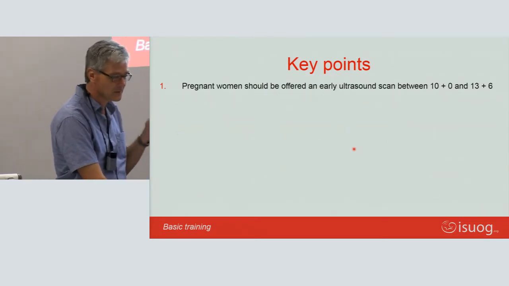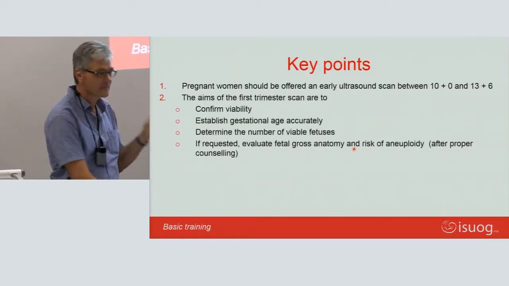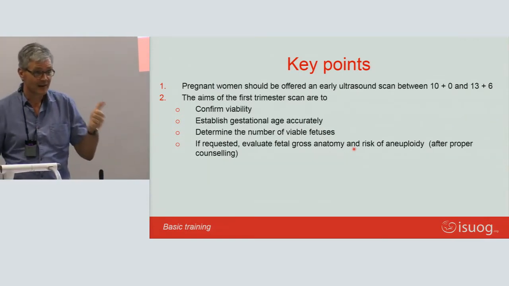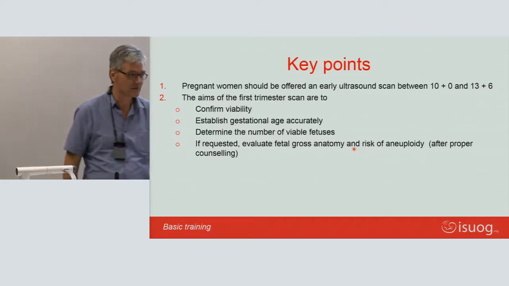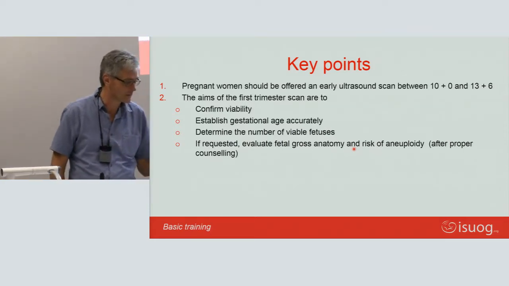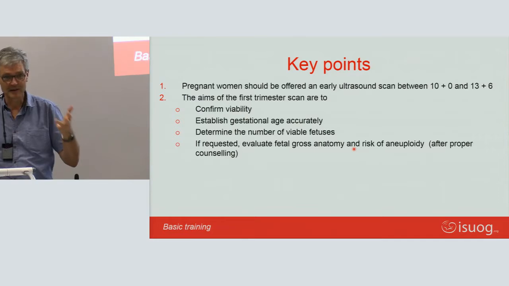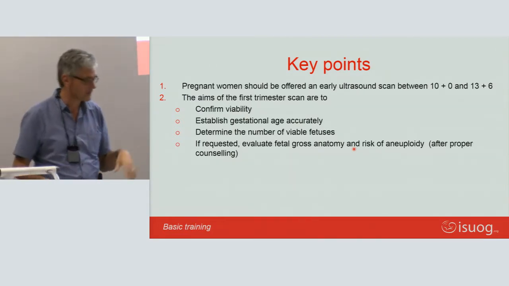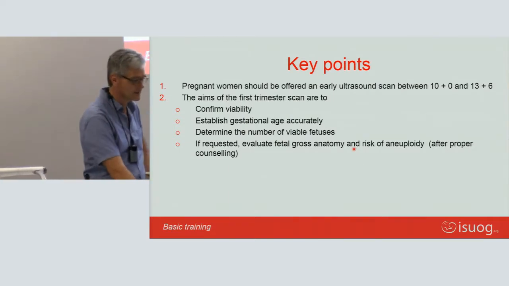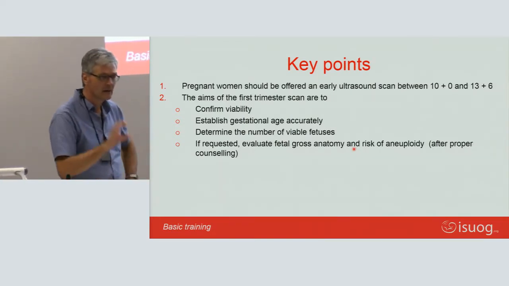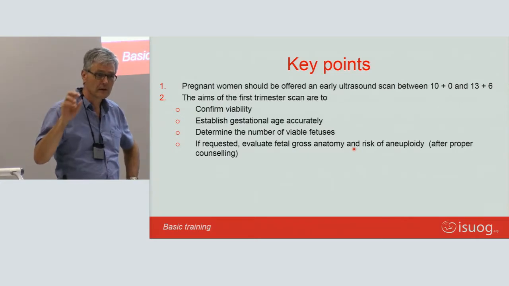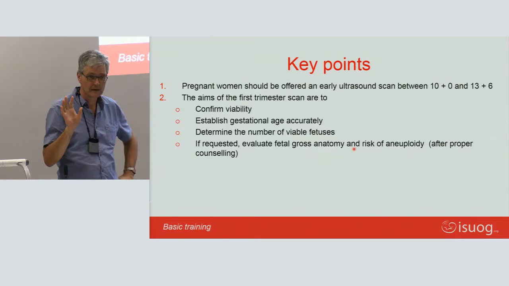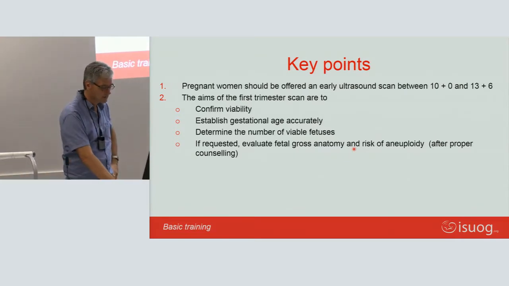So, early scan between 10 and 14 weeks. First trimester, it's the same as that 6-point is: hello baby, where are you? Are you in the uterus or not? Are you alive? How many of you are there? Where's your placenta? Do you have enough water, and how big are you? It's basically the same. And then if you know how to do it and the patient wants you to, then you can do a more formal evaluation of the morphology and the aneuploidy risk.